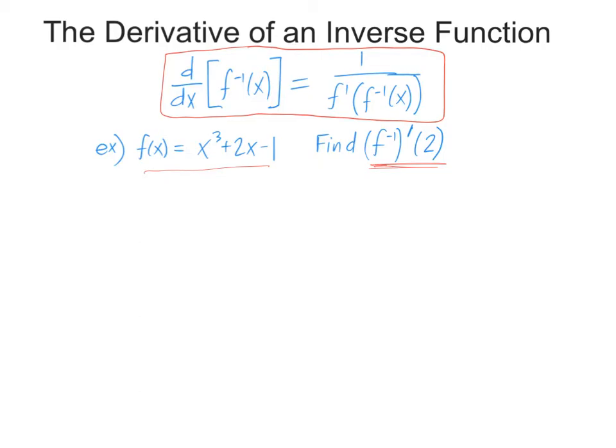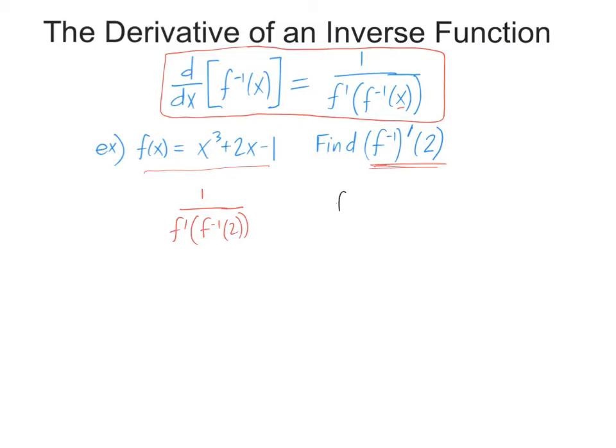So let's just plug in the 2. The answer that I'm looking for is 1 divided by f prime of f inverse of 2. All I did was change x to 2, right? I'm evaluating it at 2. So here's really the key. I need to know what f inverse of 2 is. I need to know what happens when I plug 2 into the inverse function, but I need to know that without finding the inverse function. And here's the trick that makes that happen.